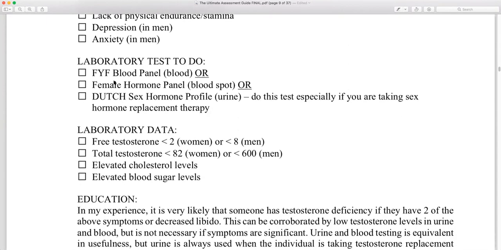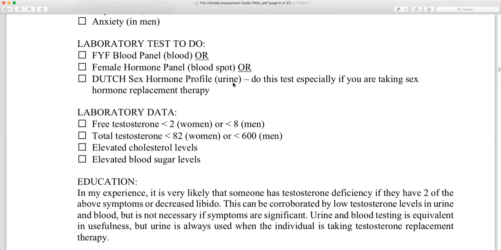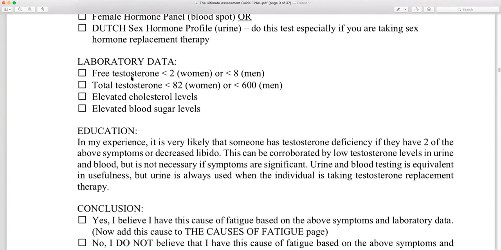Laboratory testing to do, the same as the other ones. The Fix Your Fatigue blood panel, or the female hormone panel for a woman, or the male hormone panel blood spot in men, or the Dutch sex hormone profile, especially if someone is actually taking testosterone. The laboratory data in blood is free testosterone level of less than 2 in women or less than 8 in men, and the total testosterone is less than 82 in women or less than 600 in men.